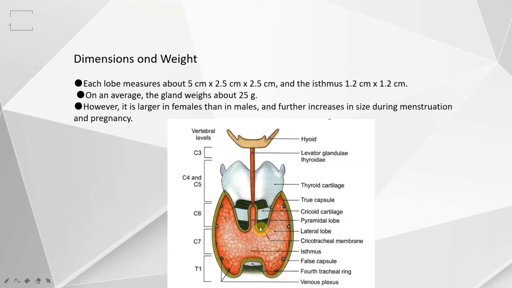Dimension and weight. Each lobe measures about 5 cm by 2.5 cm by 2.5 cm, and the isthmus right here is 1.2 cm by 1.2 cm. On an average, the gland weighs about 25 grams. However, it is larger in females than in males and further increases in size during menstruation and pregnancy.